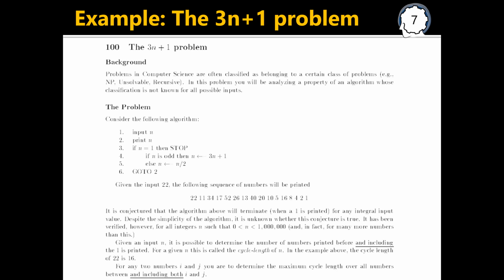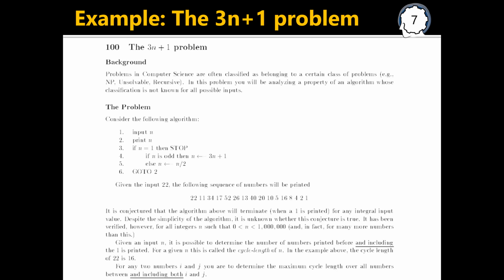And then there is a conjecture that this algorithm will terminate for any integer input. What you're supposed to do is that, given an input n, it is possible to determine the number of numbers printed before and including the 1. For a given n, this is called the cycle length of n. In this example, the cycle length is 16. For any two numbers i and j, you are to determine the maximum cycle length over all numbers between and including both i and j.